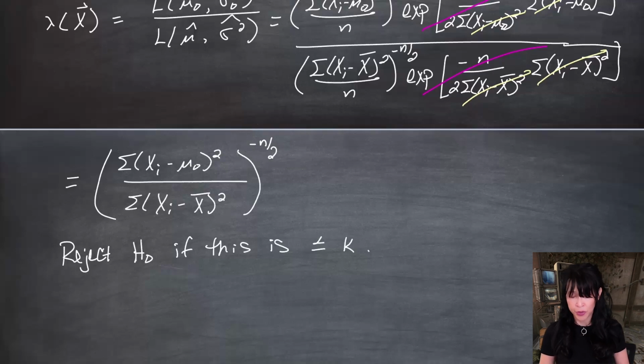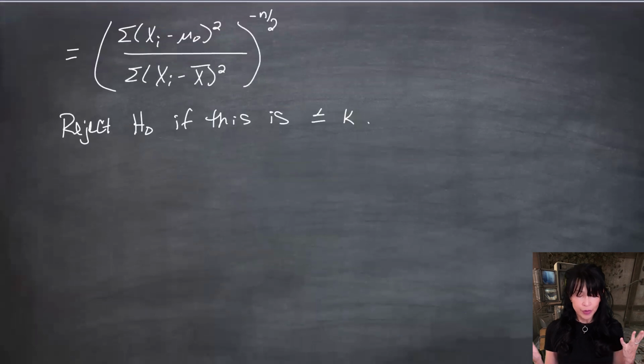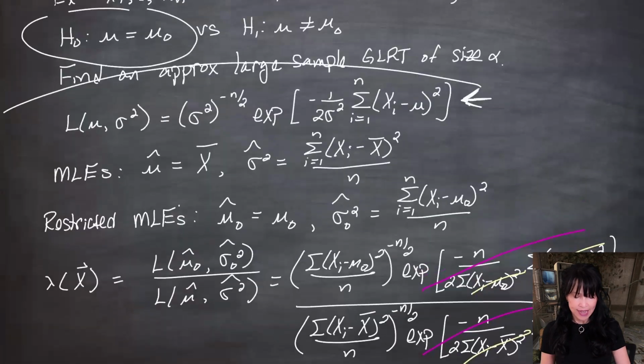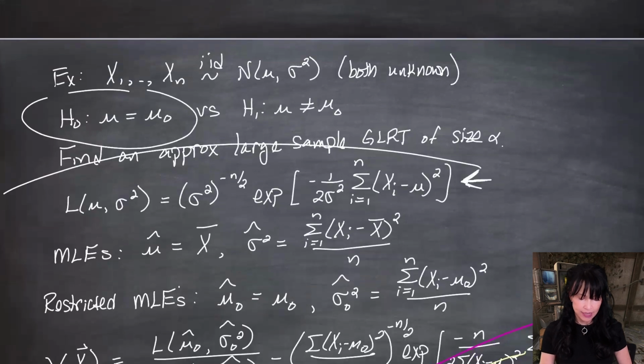For the normal distribution, we will eventually get there, but we're lazy, we don't feel like doing it, or we're doing a non-normal problem where we just can't do it. So in this exercise, I asked you to find an approximate large sample GLRT. That's your clue that there's an asymptotic result here.